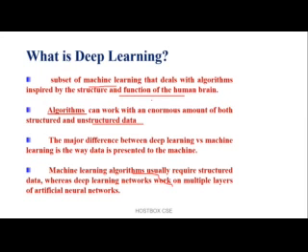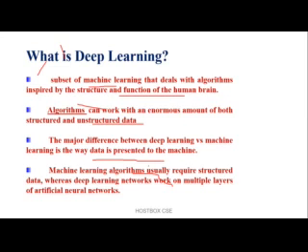So deep learning, you can say, is a subset of machine learning that deals with algorithms inspired by the structure and function of the human brain. Moreover, deep learning algorithms can work with an enormous amount of both structured and unstructured data. And the major difference between machine learning and deep learning is the way the data is presented to the machine here.